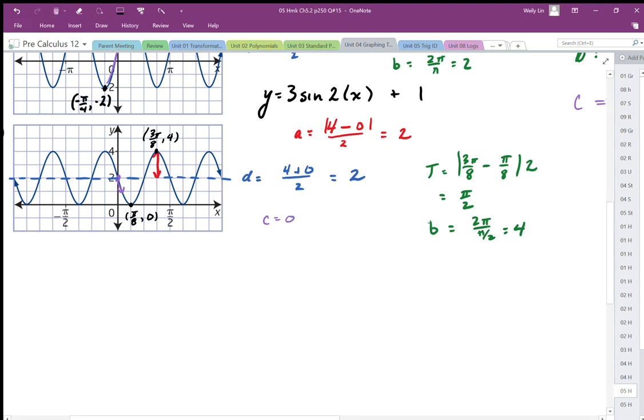But in order to make c equal to 0, we have to have a sine. So I'm just going to write it in first, sine 4x plus 2, but it has to be a negative sign because of the direction at which the sine starts off. It's going down when it starts.